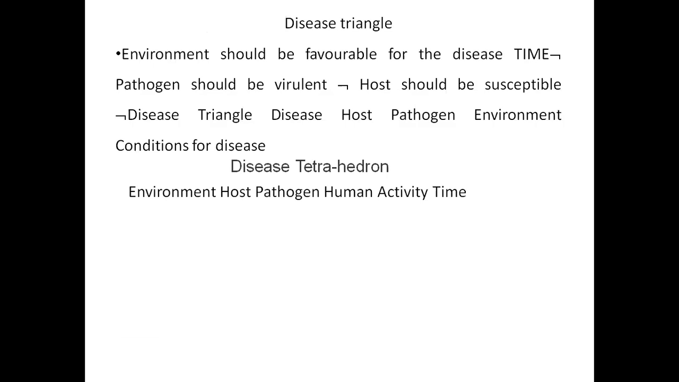Now, these are the basic terms for how we can define the disease triangle. The disease triangle means that when there is an involvement of the host, pathogen, and environment, as a result of the interaction between host, pathogen, and environment, the symptoms appear on the plants. All these three factors are related with each other, and they influence the disease. And when we talk about the disease tetrahedron, it means that apart from environment, host, and pathogens, human activity and time are also involved during the development of the disease.